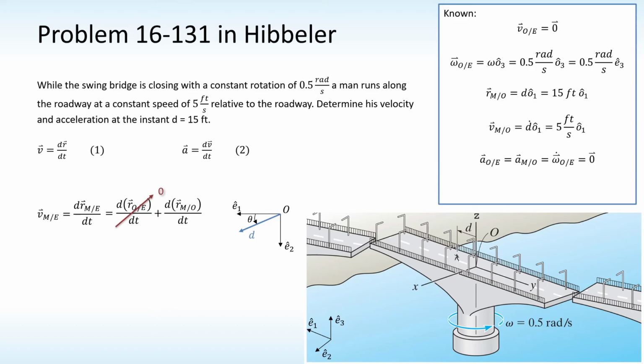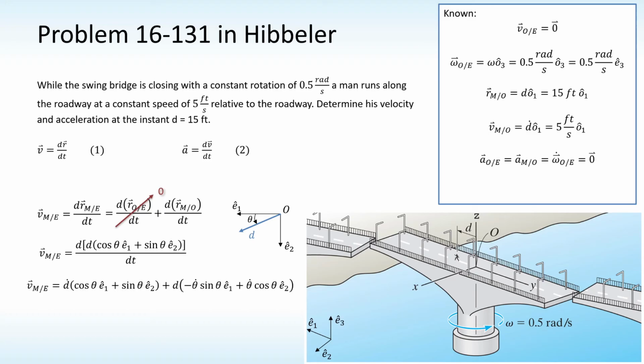So based on the diagram, the position of the man with respect to O is d times the quantity cosine theta E1 plus sine theta E2. Be careful taking the time derivative. Remember that d dot is not 0. And then collect terms. It looks like we need a value for theta here.